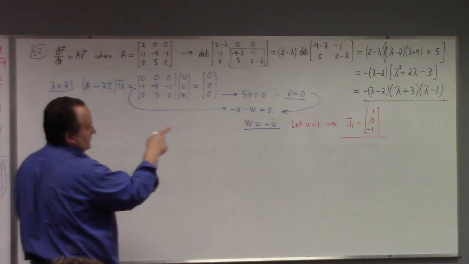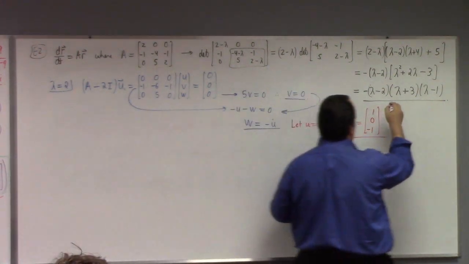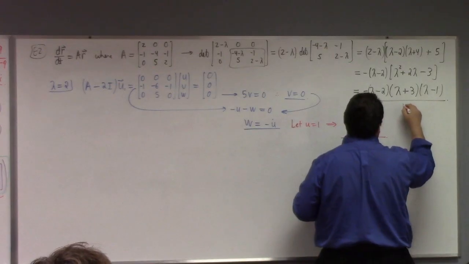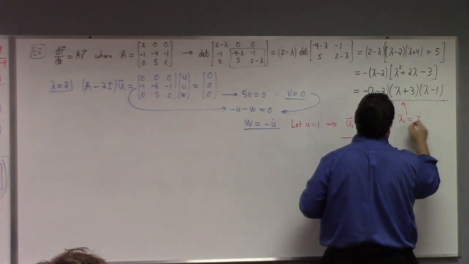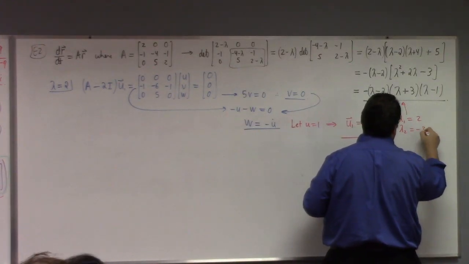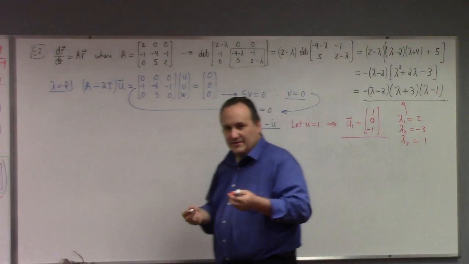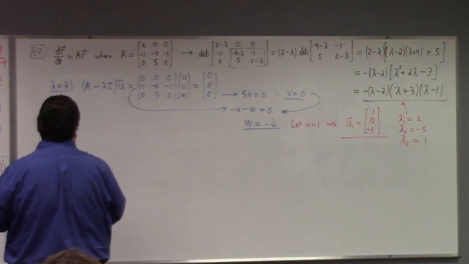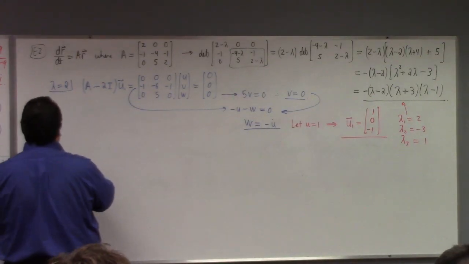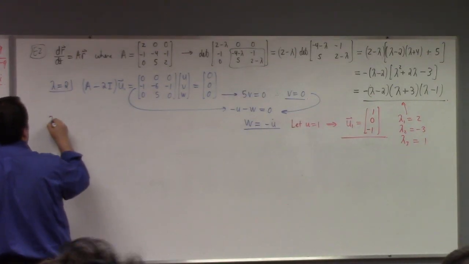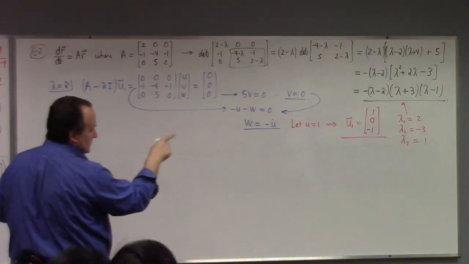Next up, what's my next eigenvalue? From what I'm seeing up here, guys, lambda 1 is 2. My lambda 2, I'm going to use minus 3. My lambda 3, I'm going to set equal to 1. That's just how I picked them. You can label them differently if you want to, but that's what I did. So lambda 1 was 2. Lambda 2, I said, was minus 3.